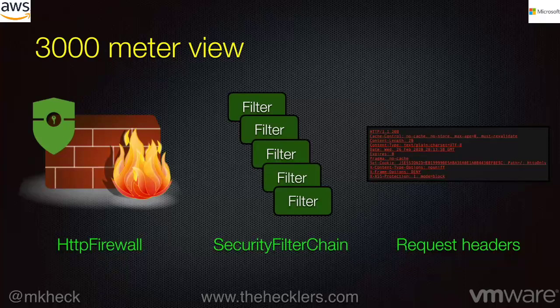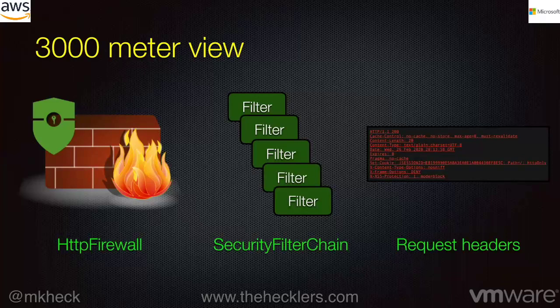So the HTTP firewall is that first line of defense. It examines URIs for any bad characters, any bad patterns, and if it finds any of those, it just discards the request entirely. So if it's not a valid URI that comes in, the request goes nowhere, which closes a huge gap in a lot of security profiles.